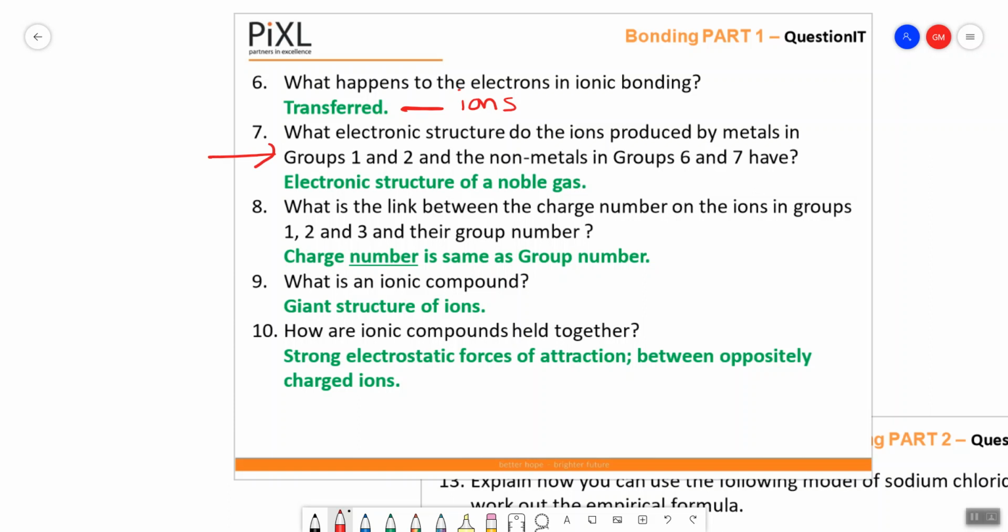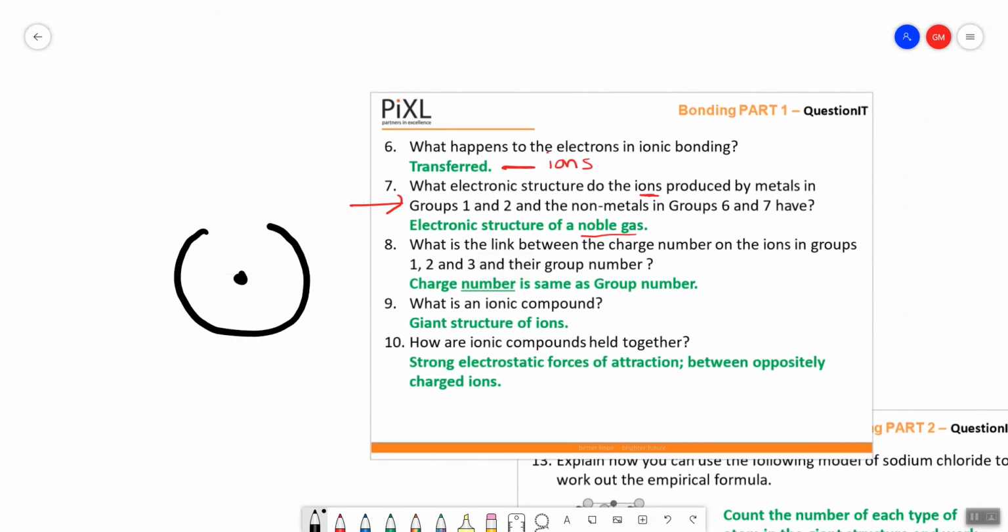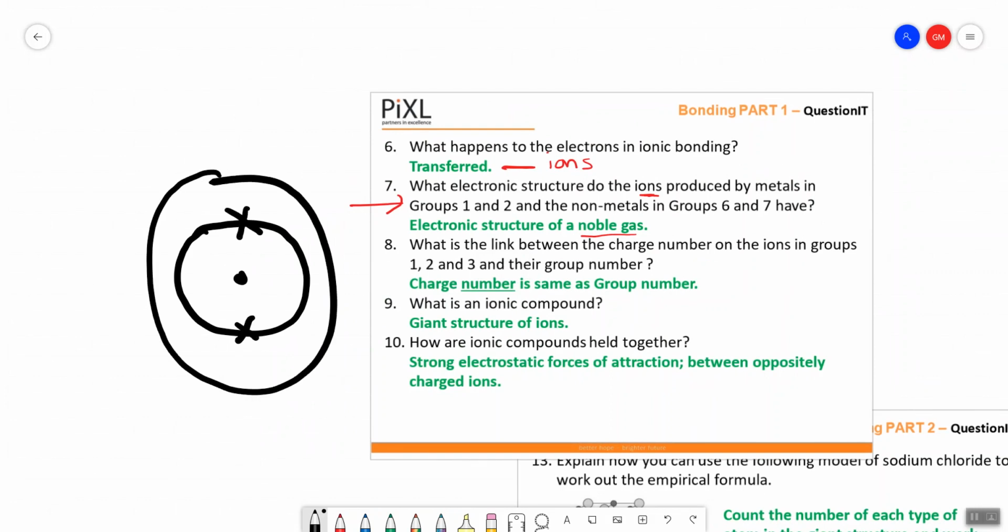So what electronic structure do the ions produce in group 1 and so on when they make an ion? They produce the electronic structure of a noble gas. What that means is they have a full outside shell. So again, let's draw it out on the side here. Here's my nucleus. I'm going to draw the first shell just to make a change, so you can see what I mean. Right, here's my first shell. It's got 2 electrons in. Next one, 1 electron. This is something from group 1.